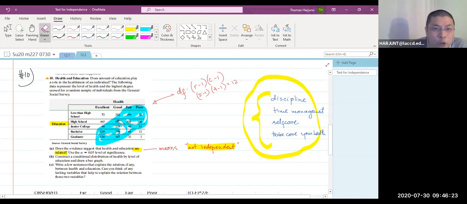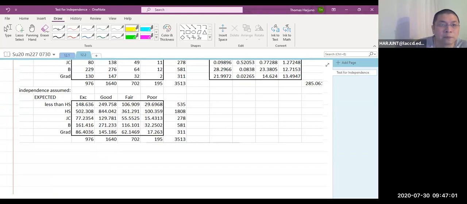Now, of course, it could mean the other way around. It is possible that it is your health that actually prevents you from doing well at school. That is also possible. So what we are testing here is just independence, not causality. We cannot really tell which caused which. We know it has something to do with your health and your education. Now, does the evidence suggest that health and education are related? So let's do the hypothesis testing.